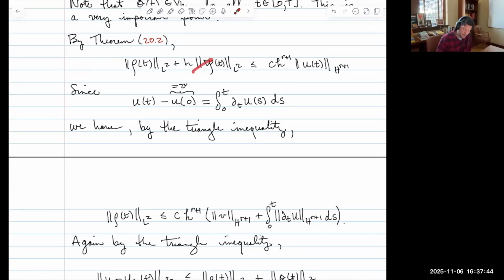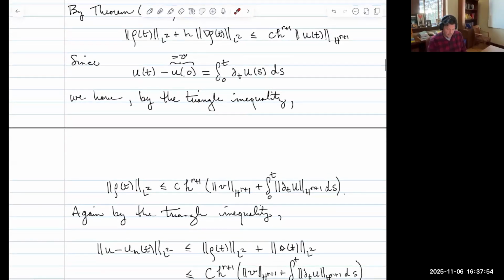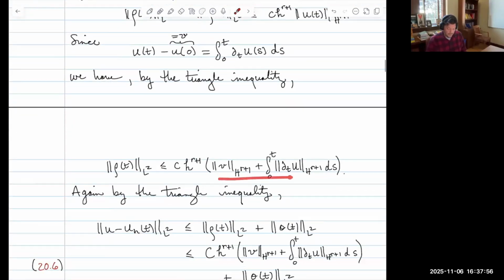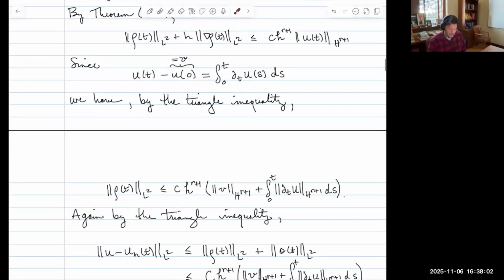So I'm just going to get rid of that guy, right? All I'm doing here is putting this function in that norm there, and I claim what I get out on the other end is this. The C and the H^(r+1) simply come down. And so it's up to you to show that when I do this replacement in here, then I just get this.